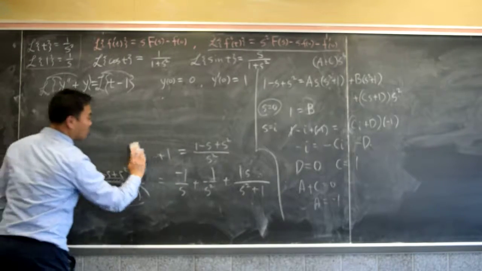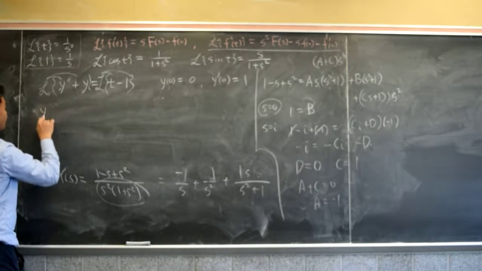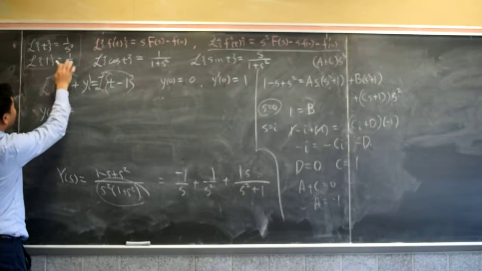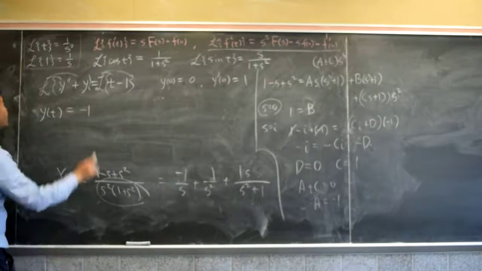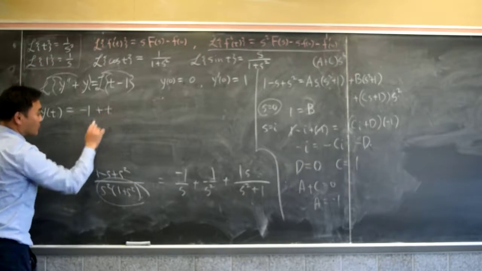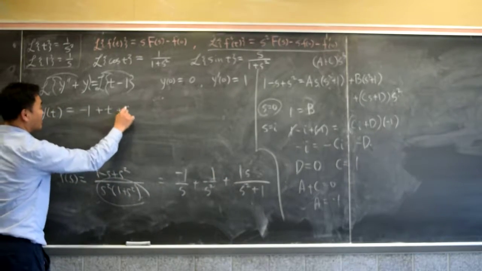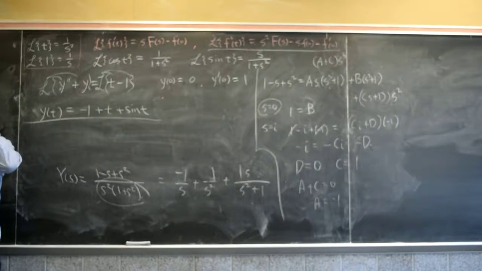Now once you have that, you can guess what the original function is. Try to figure out what this is. What gives you minus 1 over s? 1 over s gives you 1, so it must be minus 1, right? What gives you 1 over s squared? t. What gives you s over s squared plus 1? Cosine. That's it. That's the solution to the original equation.